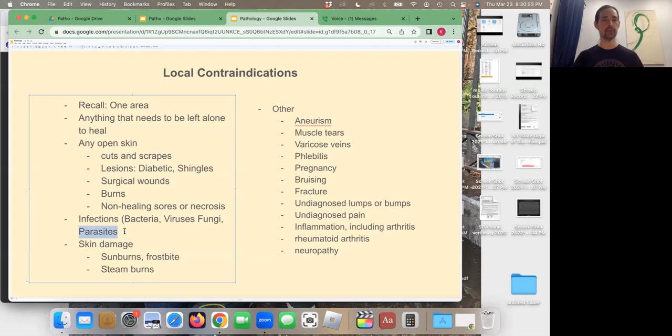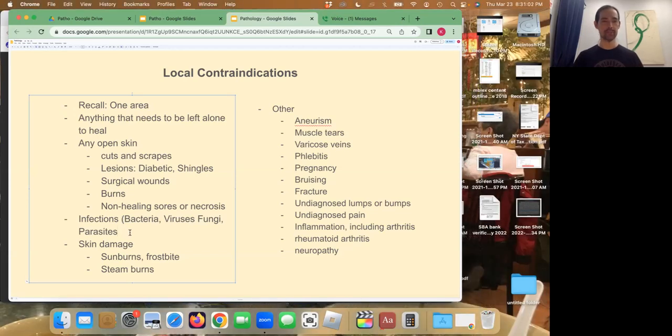But you can also ask, do you have any infections right now? Fungal infections, bacterial, viruses, any parasitic infections? You will see parasites under the skin sometimes. Not often, but you will see it sometimes. Again, ask people. Any kind of damage to the skin that we don't usually think of as open skin or lesions, but like sunburns, frostbite, like a steam burn where the skin just looks red and or super pink, but it doesn't look necessarily broken.